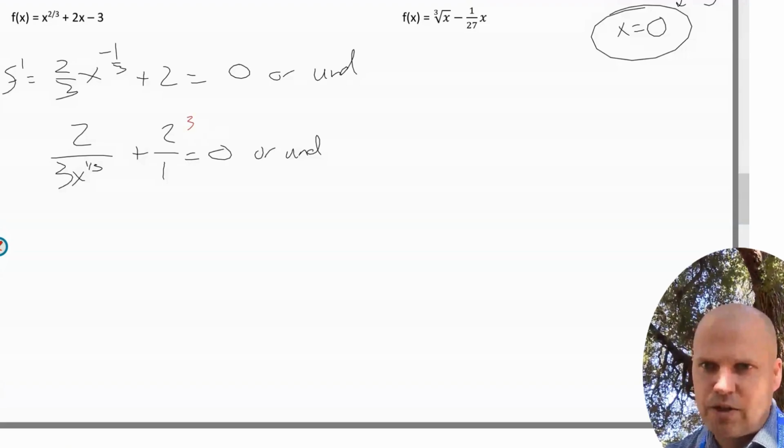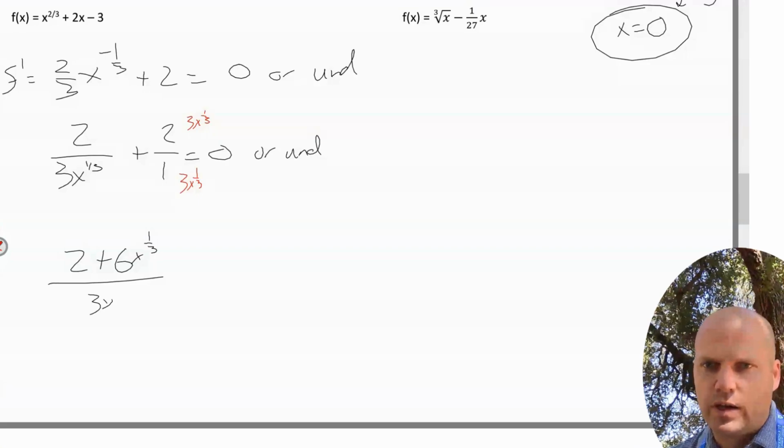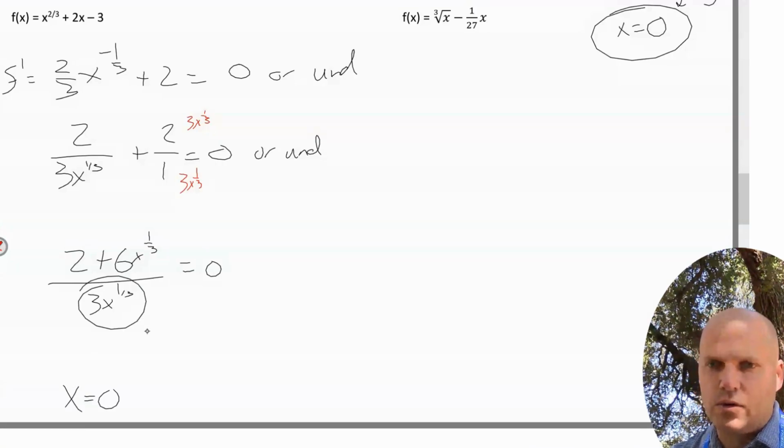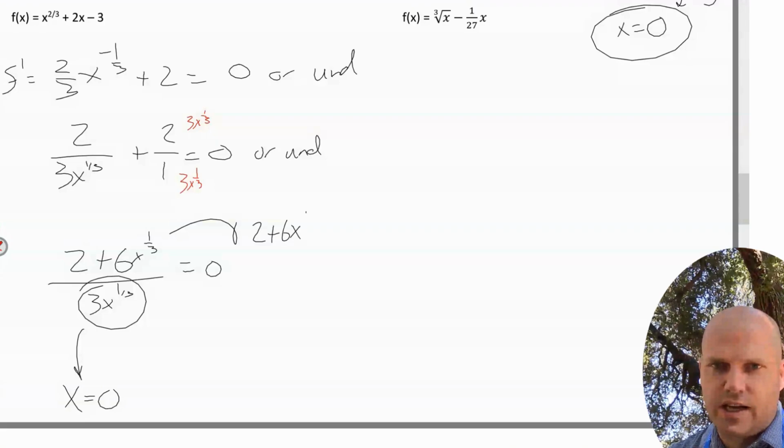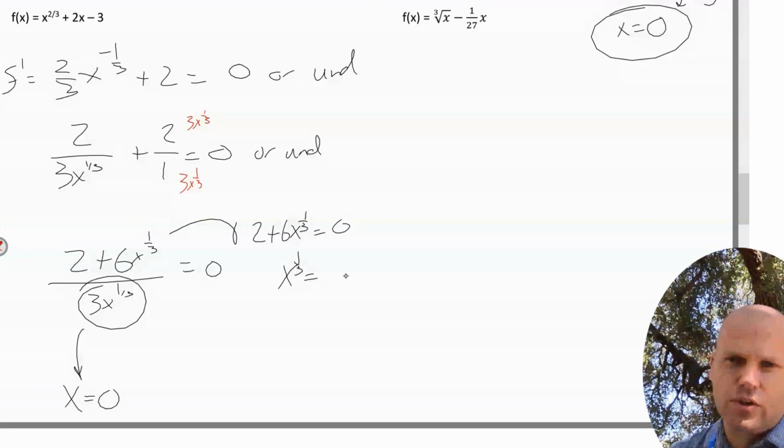Going to multiply this by 3x to the 1/3 over 3x to the 1/3. That way I just have one nice fraction, 2 plus 6x to the 1/3 over 3x to the 1/3. That way I recognize that x equals 0, which is the denominator equal 0, is a critical point. That's from that. Here, I need to solve this. 2 plus 6x to the 1/3 equals 0. x to the 1/3 equals minus 2/6 or minus 1/3.